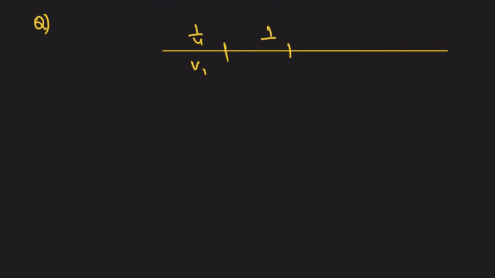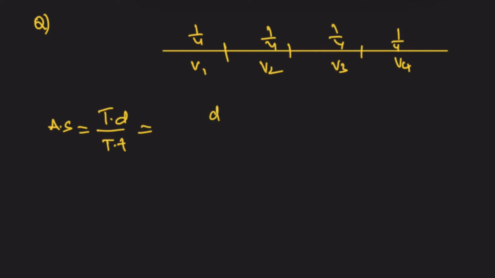Suppose now this is the distance. First 1/4 is covered with the speed V1, next 1/4 is covered with the speed V2, next 1/4 is covered with the speed V3, last 1/4 is covered with V4. Now what is the average speed? See here, the average speed formula is total distance by total time.